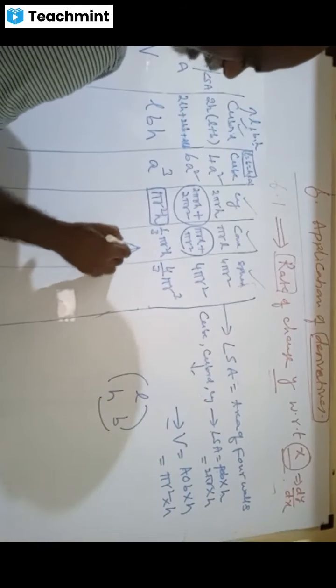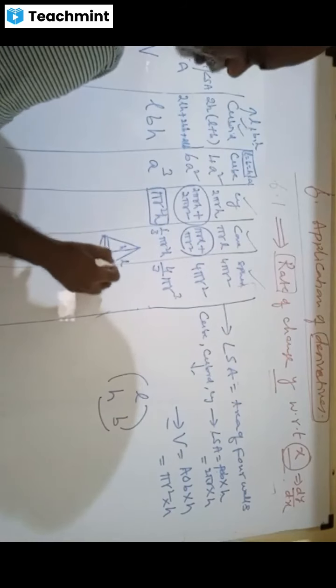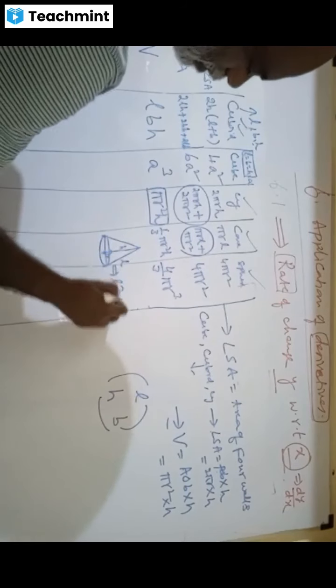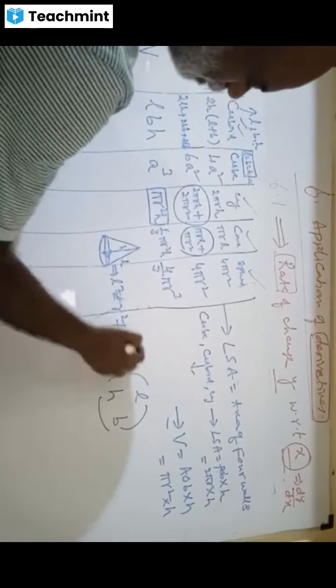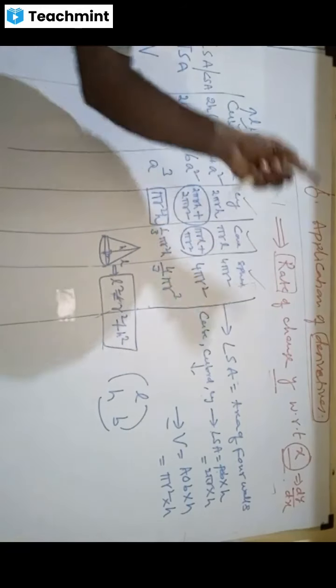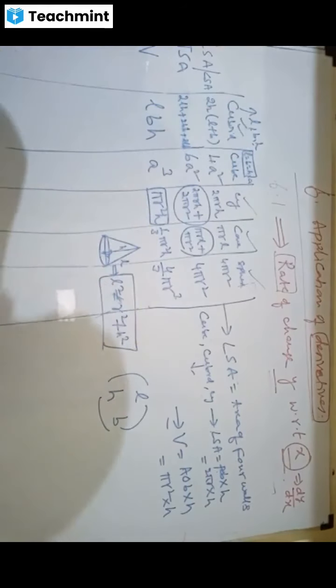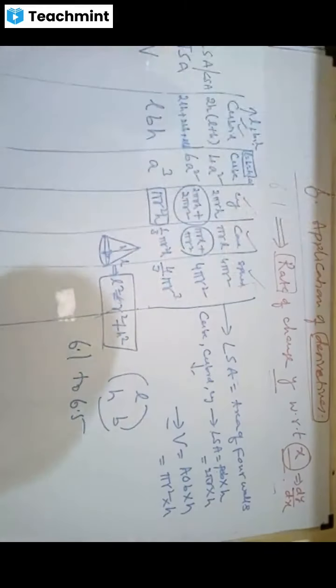So this is called height, this is called R, and this is called L. So L square equals R square plus H square. That is our cone. Very important formula, which we will be using in 6.5. So 6.1 to 6.5, we will be using all these formulas.